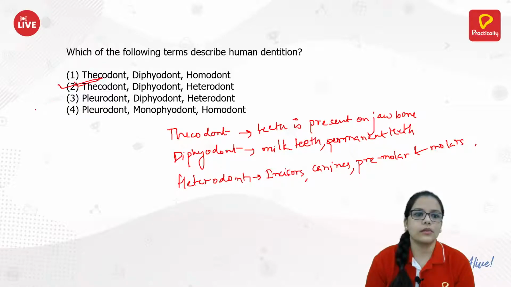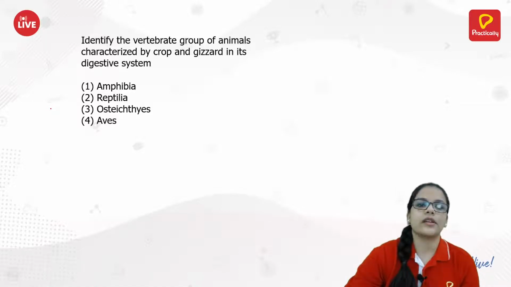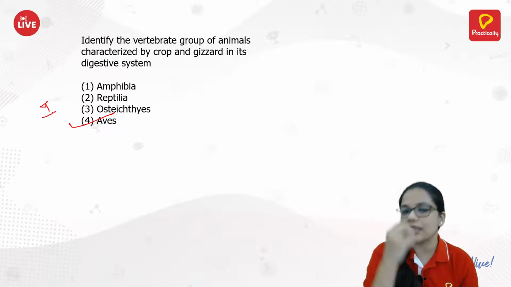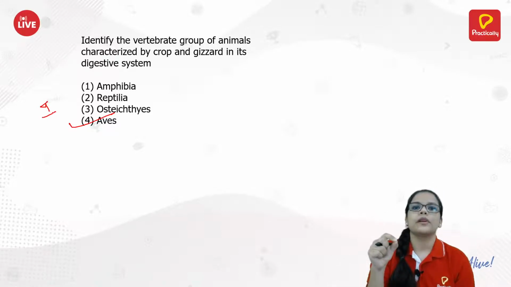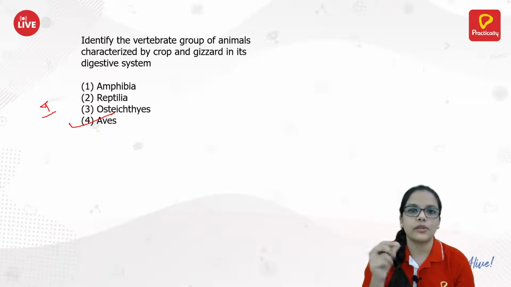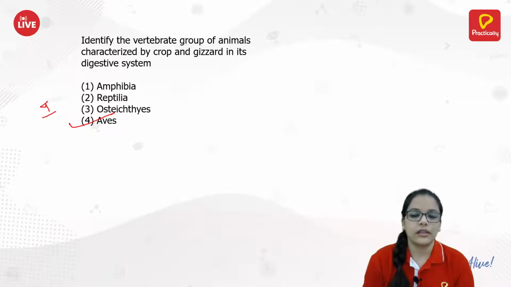Next. Identify the vertebrate group of animals characterized by crop and gizzard. Crop and gizzard are mostly present in birds, or Aves. Because they don't have proper teeth, they have beaks, so they take the seeds and store them in the crop. Gizzard helps in the digestion of these seeds. So that is Aves.